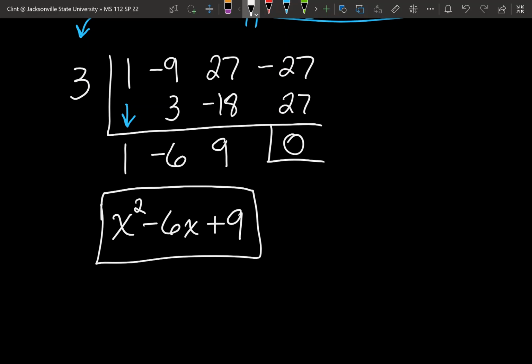Any questions on that one? How many of you have seen synthetic division before this class? A few of you? Okay, several. That's more than normal. A lot of times that doesn't get covered other places.